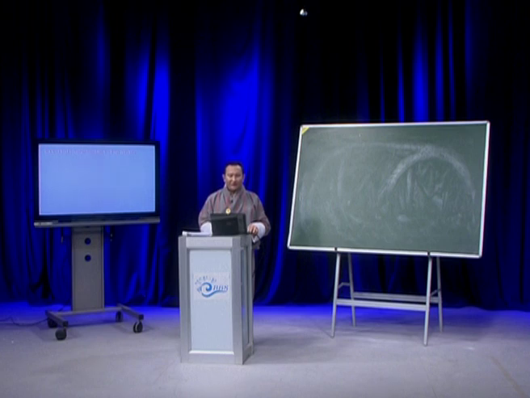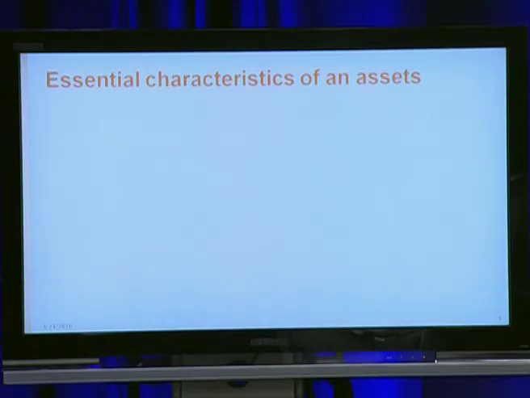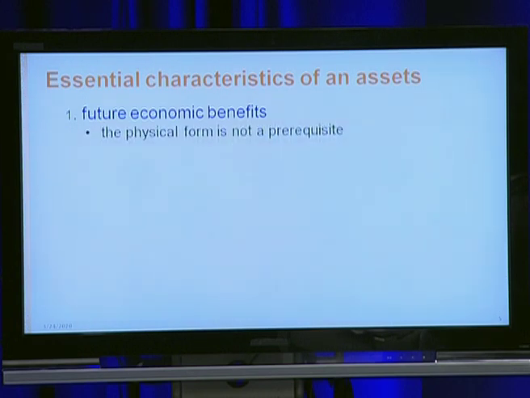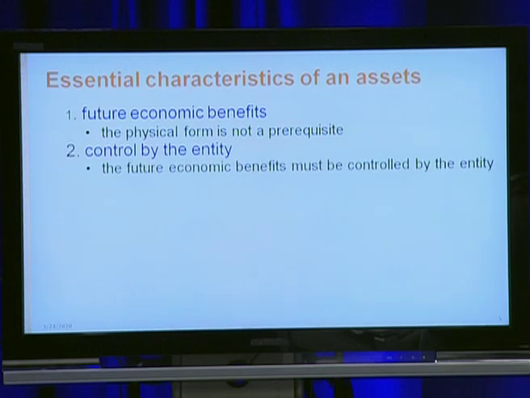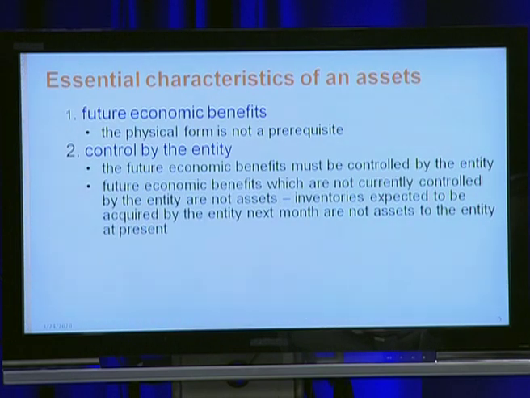Okay, now the next one we have is the essential characteristics of an asset, and they are: number one, we have already covered under the definition itself, yet I have listed down the essential characteristics of an asset. The first one we have is future economic benefits, which means the physical form is not a prerequisite. The second we have is controlled by the entity. The future economic benefit must be controlled by the entity. The future economic benefits which are not currently controlled by the entity are not assets.